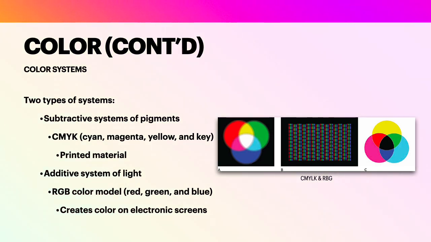So an additive system of light would be your RGB. This is also seen on a lot of our computers when we go to print items as well. So RGB is a color model that stands for red, green, and blue. Now this is called an additive because it begins with black. There's no light. And then light is added until there is a desired color, which is achieved. So oftentimes our television screens use RGB.